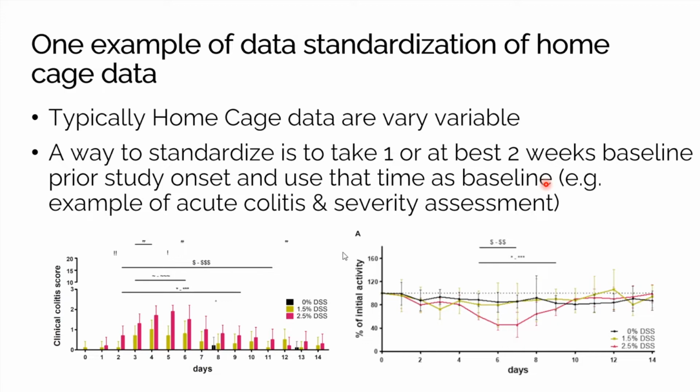In this case, for instance, it was an example of acute colitis induced with DSS, in which the clinical score was taken, and with 2.5 DSS, you have the highest value in clinical score. And the percentage of activity, of the baseline activity of 2 weeks, was taken. You can see that the reduction in the activity very nicely corresponds to the increase in the DSS. So this might be a way to analyze the data statistically and parametrically.